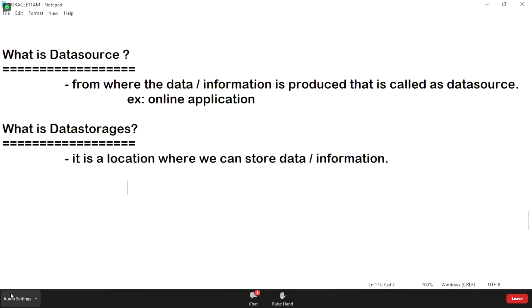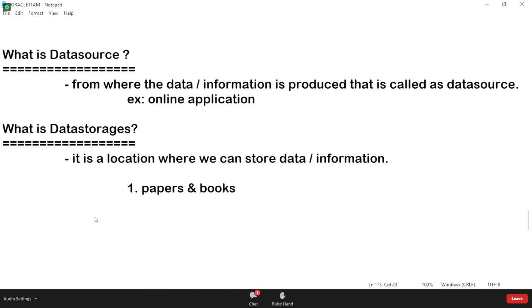But how many types of data storage methods do we have in real time? How many methods are we going to use for data management or data storage purposes? There are 3 types of methods, carefully observe. The first is papers and books.